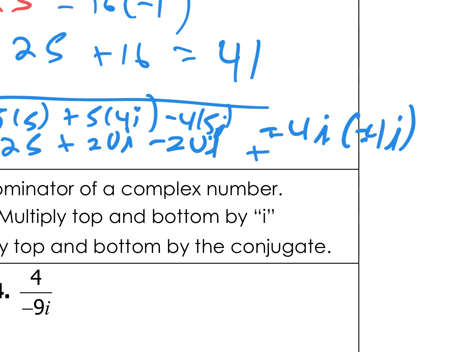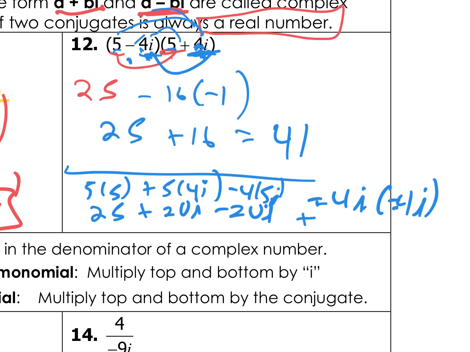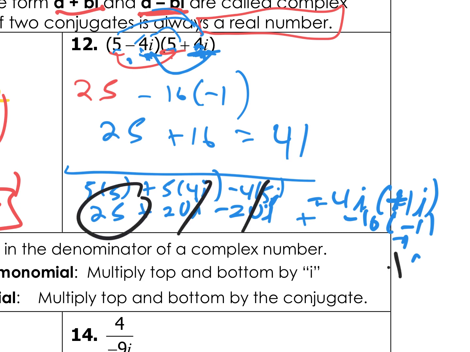And an i times i, well, actually it was a minus. Look at it again. One's a minus and one's a plus. So that gives me a plus, a negative 16 times a negative 1, which is a plus 16. So it comes out because those cancel. I have a 25, that becomes a plus 16. So it's the same thing I have right here. It's okay if you don't see it. So what's your answer? 41.